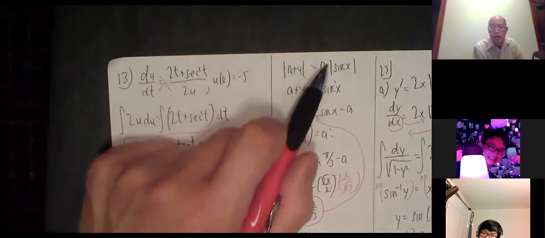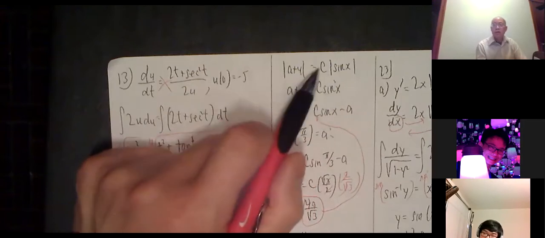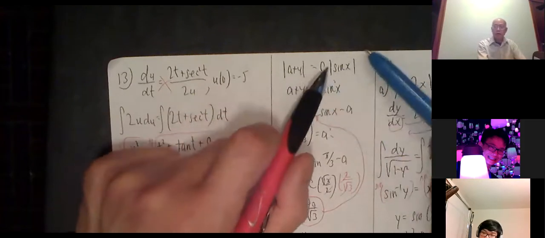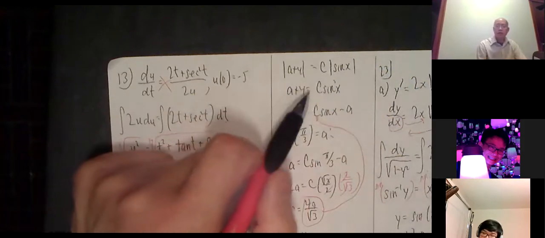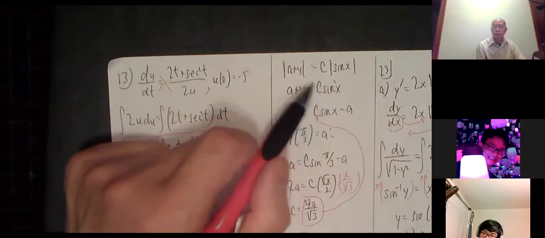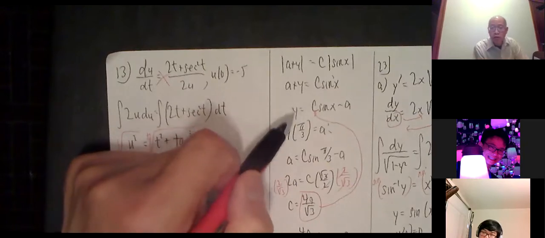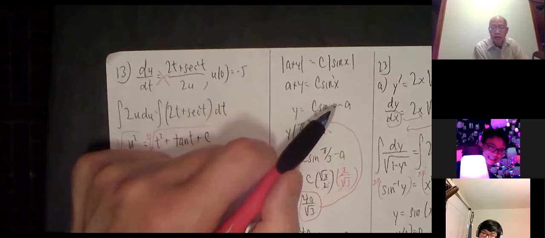So I have absolute value of a plus y equals c absolute value of sine x. And I mentioned this before. When you have that c, you can just drop all the bars. Drop that bar, drop that bar. A plus y equals c sine x. Okay, the same logic as I showed you earlier. Okay, so subtract a. So y is equal to c sine x minus a.